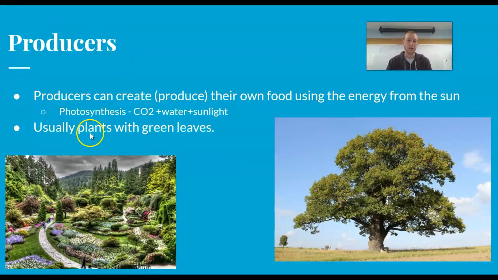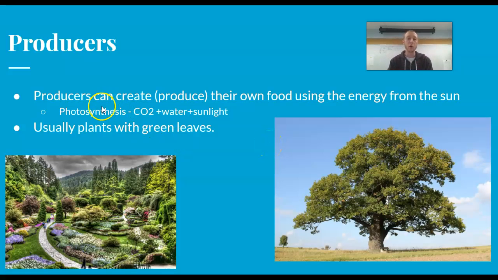And again, all this should go in your notes. So after I finish talking, you should go ahead and write it down. So producers. Producers are really important parts of the ecosystems because they can produce their own food using the energy from the sun, right? They can create their own energy. They don't need to eat anything.